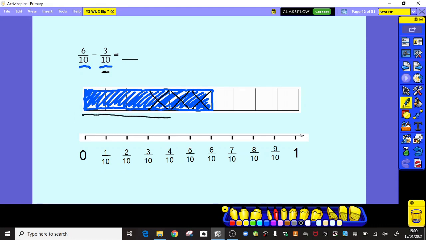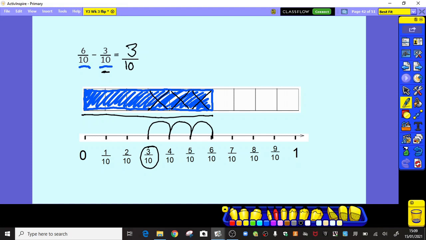So what am I left with? I started with 6/10. I've crossed 3 of those out. My denominator is going to be 10. And my numerator is 1, 2, 3. 6 minus 3, the answer is 3/10. But we could also do that on a number line. If I start at 6/10 and count back 3/10, 1/10, 2/10, 3/10, then I have reached my answer of 3/10.